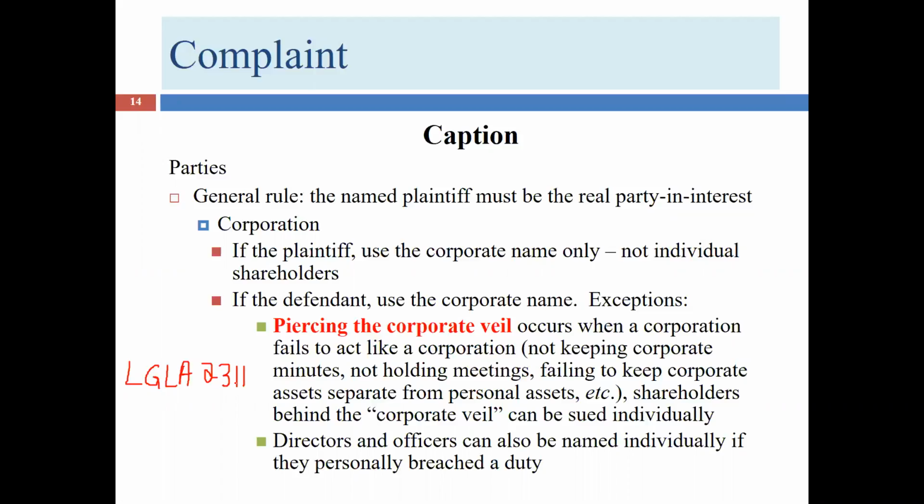Sometimes directors and officers can also be sued individually if they personally breached a duty. Again, this wouldn't be a liability they have because they own shares of the stock, but because of their personal responsibility.